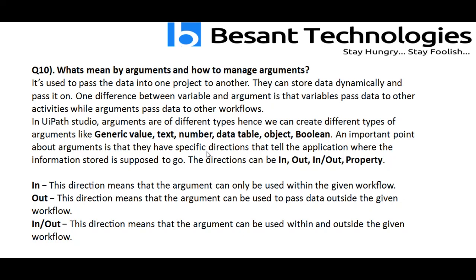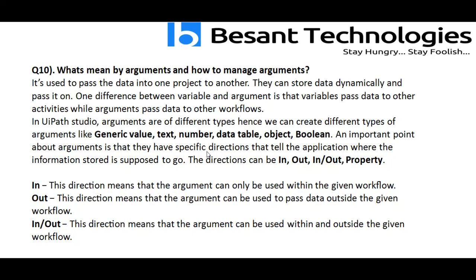Another important point about arguments is we can specify the direction for this. We have three types of direction: in, out, and in out. In direction is used to bring the argument inside the workflow. Out direction is to pass the data from one workflow to another workflow. In and out is to use inside and outside the workflow.